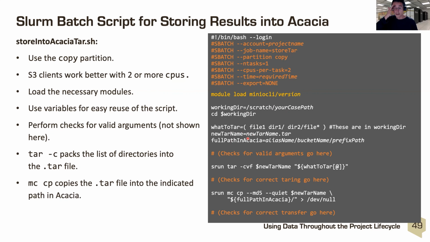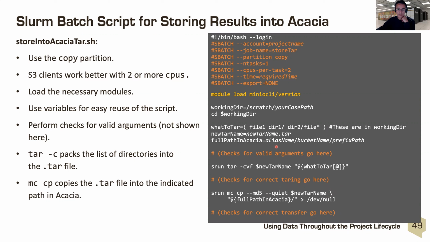And define the place where we are going to copy the tar file into Acacia: alias name, bucket name, and prefix path. Once you have all that defined, you execute first the tar command, and then you execute the copy command of that new tar name into the full path in Acacia that you already defined. And again, we are redirecting the output to dev null to avoid excessive verbose messages in the output file.